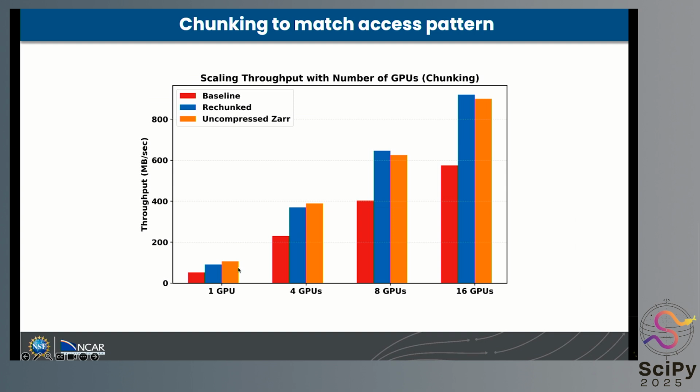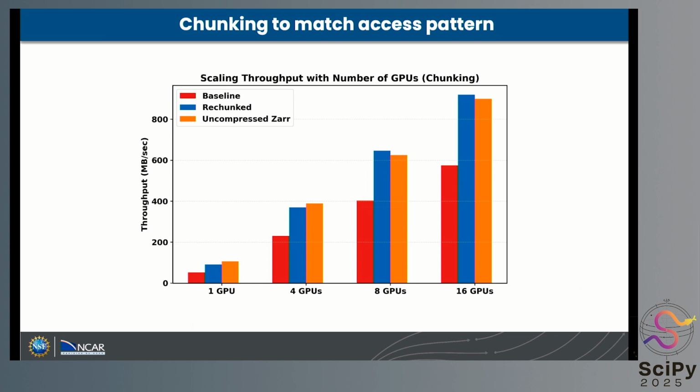Here you can see 1 GPU, 4 GPUs, 8 GPUs, and 16 GPUs, essentially different numbers of nodes. And you can see how the baseline, where the chunking didn't match the access pattern, had really bad performance compared to when we rechunked the data to match the access pattern, which gave almost a 2x performance improvement. This was a very easy fix, and something that all of you, if you are doing this type of work, should be mindful about.